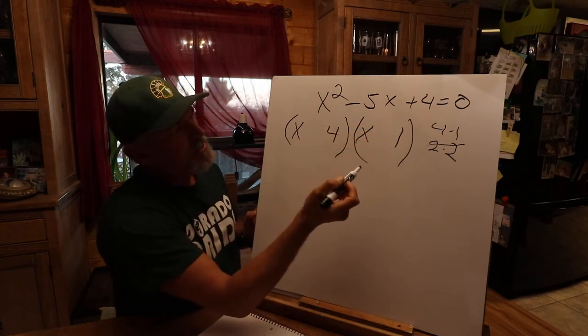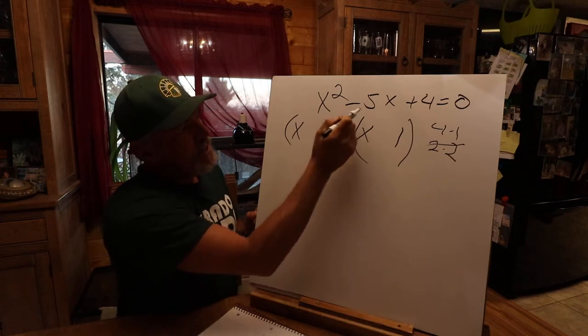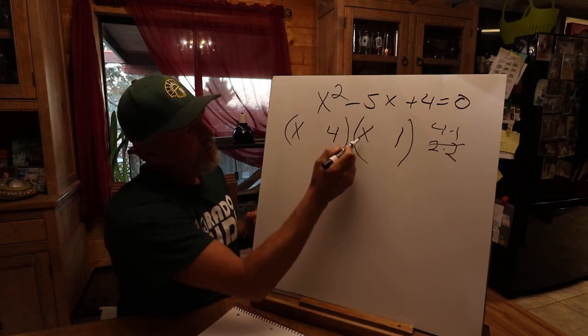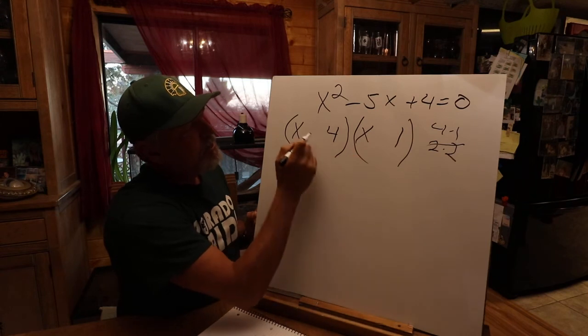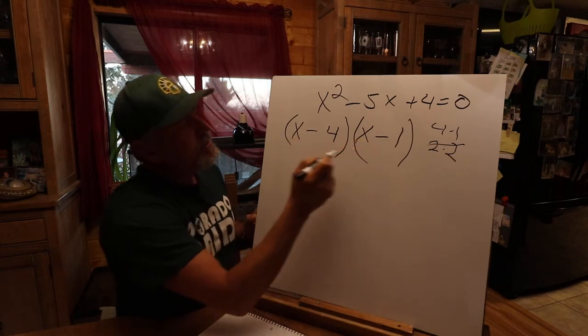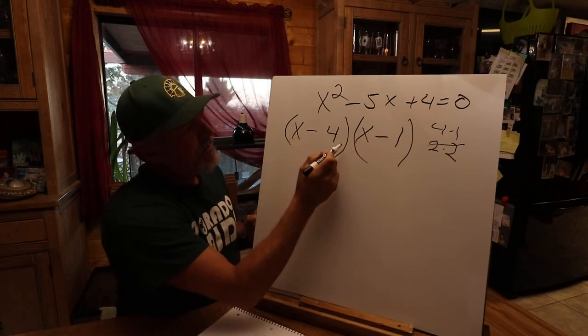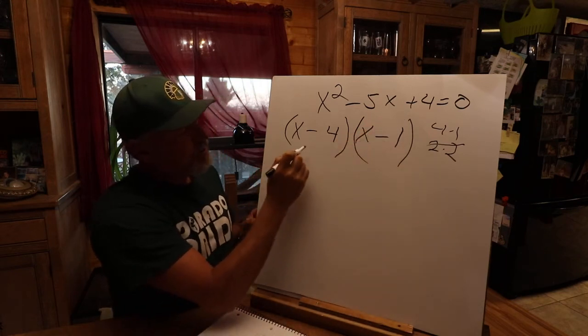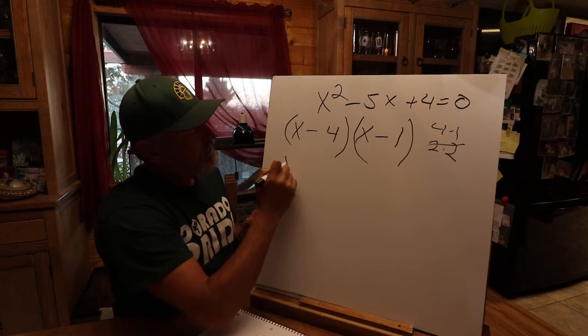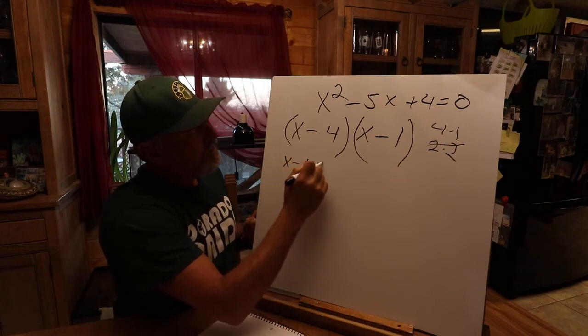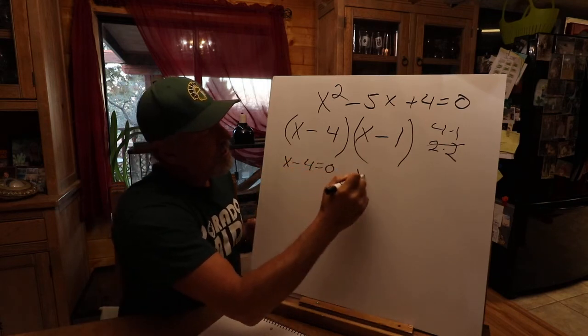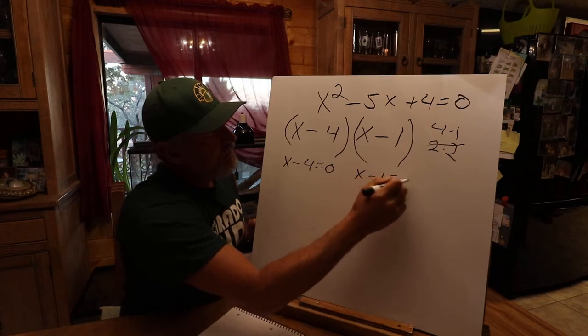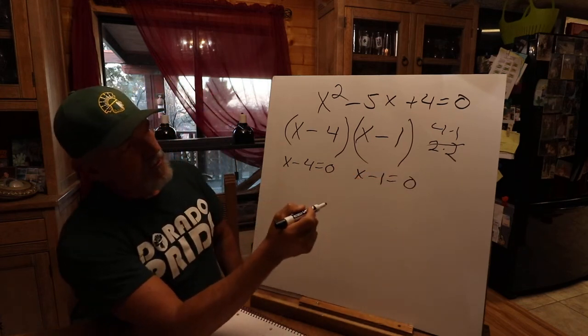And remember, my signs have to work out. I need a negative 5, so this 4x and this 1x have to add. So I need a minus and a minus. That adds to negative 5x, but it also multiplies to positive 4. Set each one of these factors equal to 0. And then you're going to solve them.